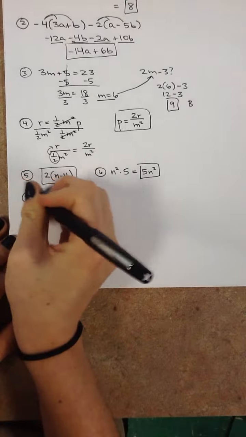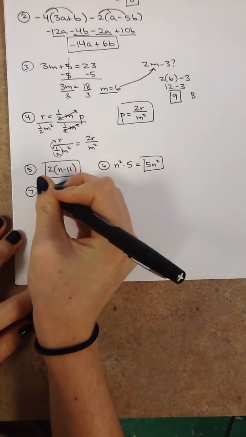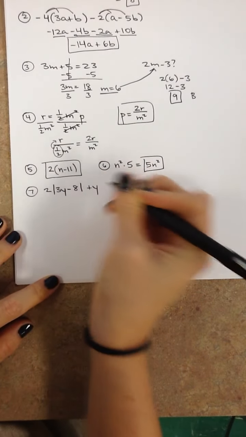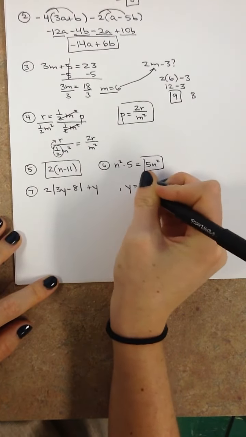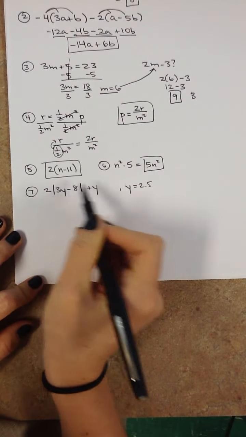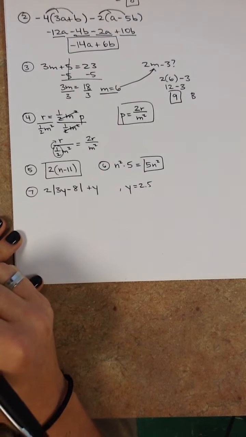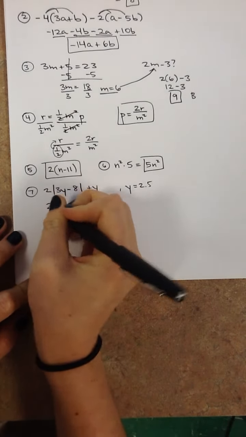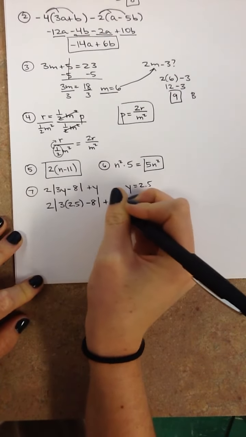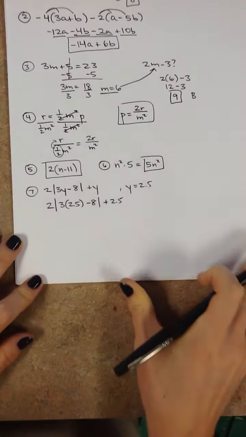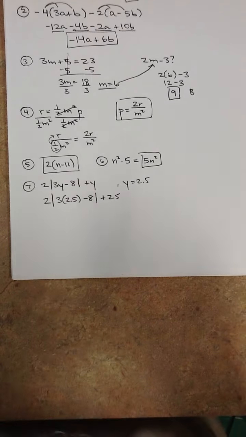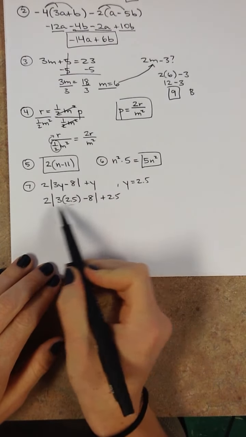Number 7, we are evaluating this absolute value expression. Looks like this. And then it says if y equals 2.5. So same thing as we did with number 1. We are going to replace this y right here and this y right here with a 2.5 and then simplify everything down. So the first thing I do is I'm just literally replacing each y that I see with a 2.5. So when we talk about order of operations, remember that the absolute value symbol is also technically a grouping symbol. So I need to simplify everything in here first.